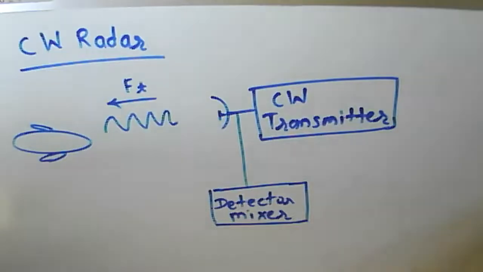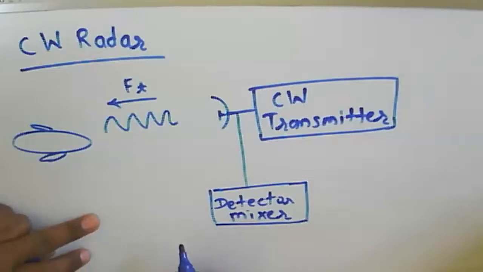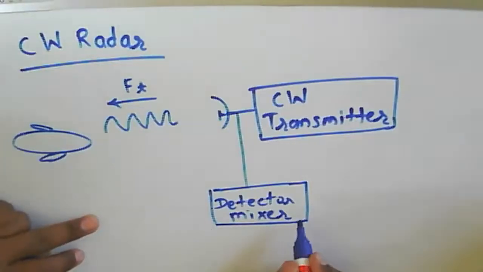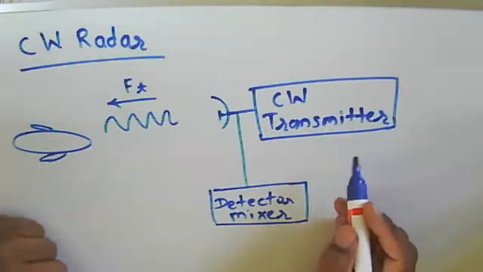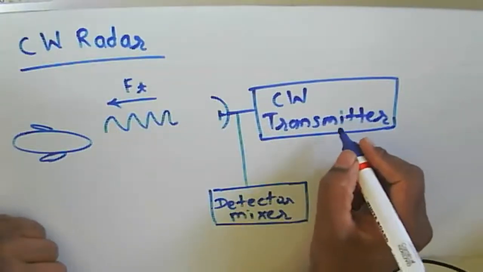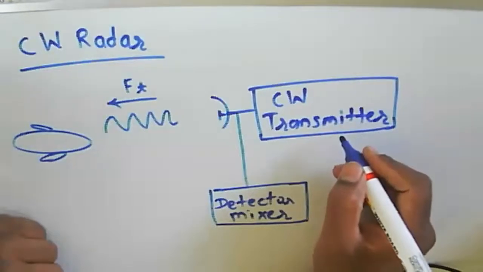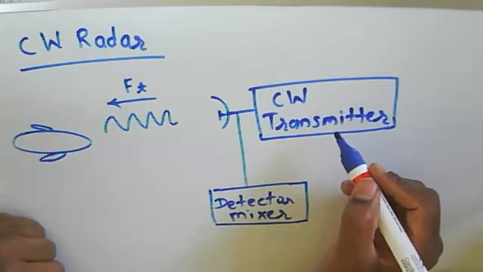We have seen earlier a block diagram of a CW radar. In that case, we have a separate transmitter for the continuous wave generation. Generally, we use a magnetron for the same. It is just like a local oscillator. It just sends the transmitting signal.